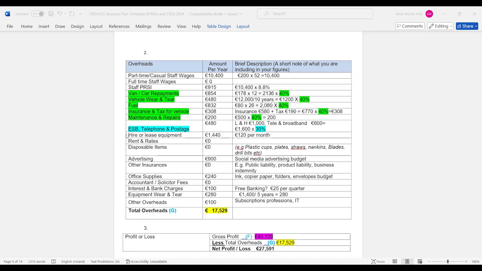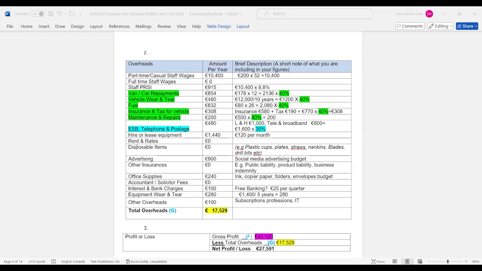The next item here is the hire or lease of any equipment. So if you are hiring or leasing equipment, put in the monthly or the weekly fee here. In this case, I've put in 120 euros per month, and I'm multiplying it by 12, which will give me an annual figure of 1,440. So if you intend to lease or hire, do your research, and whatever figure you are quoted, put it in here. If this is not an expense you're going to incur, just put in 0.